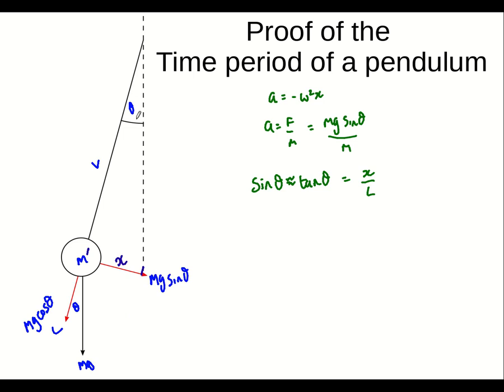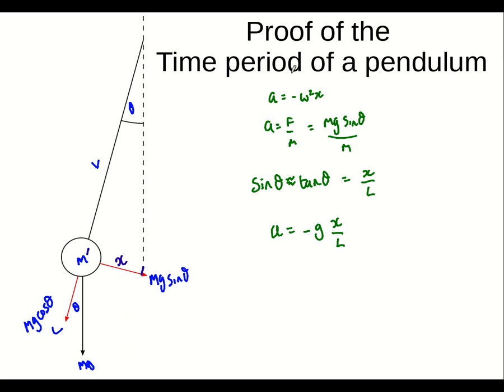Then providing this angle is small, sine theta is x over L. So substituting that into here, the acceleration of the object is, well, the m's cancel, g x over L, but the acceleration is to the right and the displacement is to the left, so we end up with a negative sign.